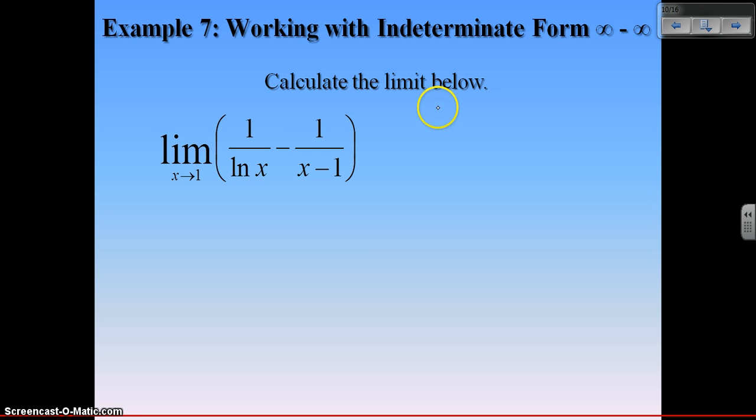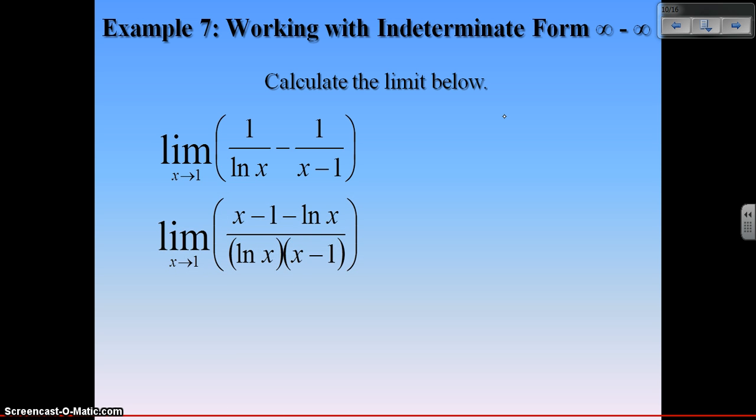Our next form, infinity minus infinity, doesn't work. You can't take infinity away from infinity and get 0. So that being said, if I plug in 1, natural log of 1 is 0, 1 over 0, infinity. 1 minus 1 is 0, again, infinity. So how are we going to work with this? Again, our goal is we have to get this in a 0 over 0 or infinity over infinity form in order to apply L'Hopital's rule.